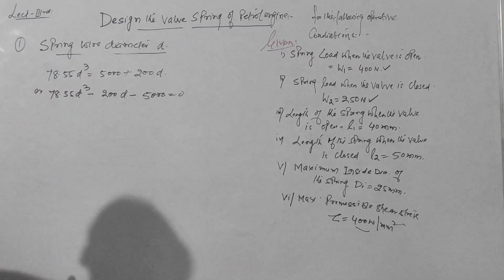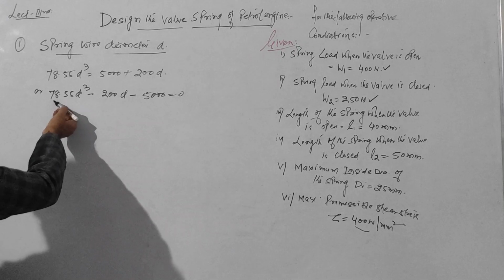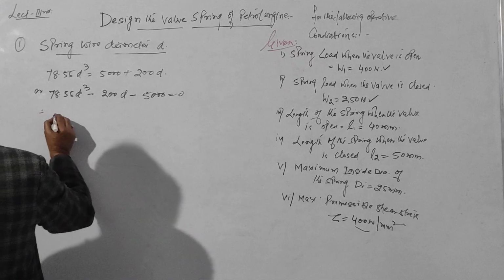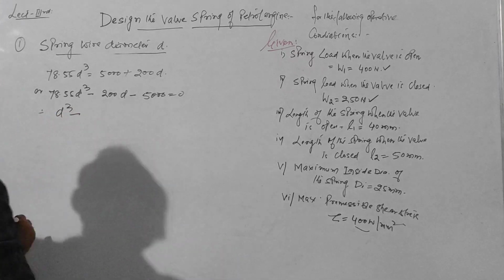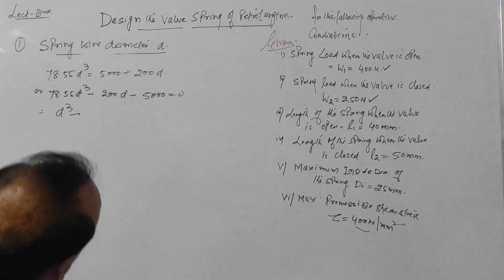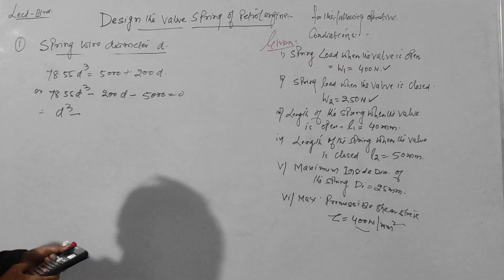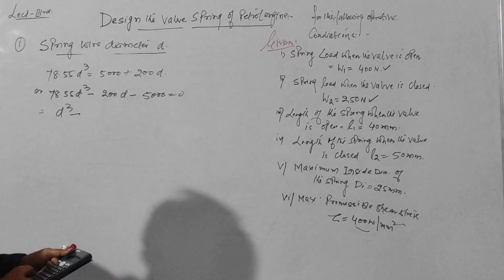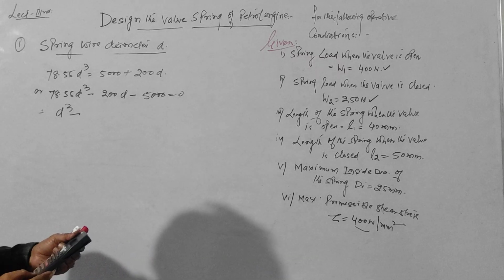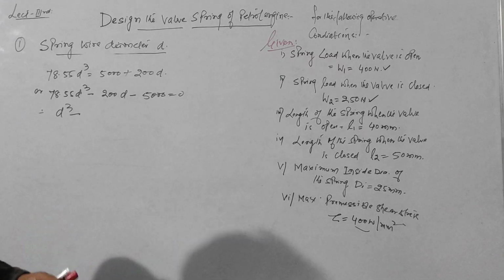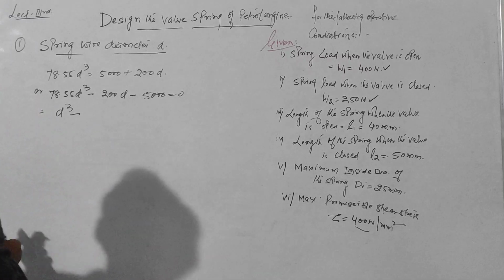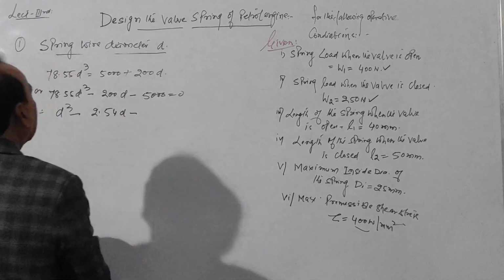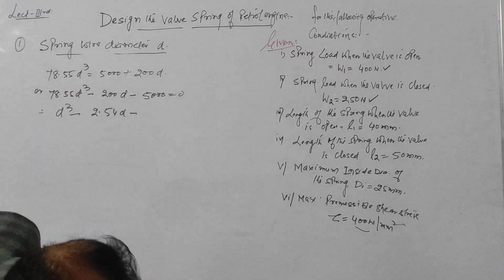So if I make the coefficient 1 here, if I divide the whole equation by 78.55, so what will come in this? d cube minus 200 divided by 78.55, this is 2.54, so minus 2.54 d, minus 5000 divided by 78.55.